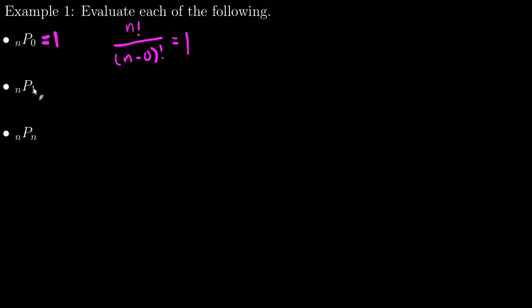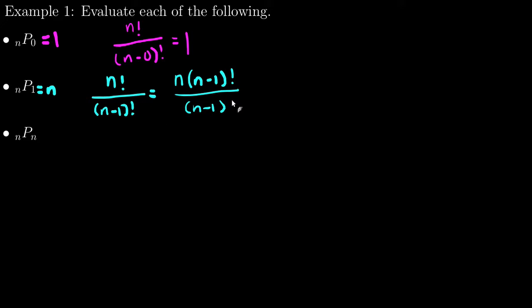If I have n objects and I'm permuting one of them, that's basically choosing one thing out of n possible things, and there should be n ways to do that, and that is true. So we would end up with n factorial divided by n minus 1 factorial. And as we saw last lesson with factorials, when I have these two factorials, there's one more term in the top factorial, because n is 1 bigger than n minus 1, so the top is the same thing as n times n minus 1 factorial. The bottom is still n minus 1 factorial. We can see that the n minus 1 factorials cancel, and we're left with just n.